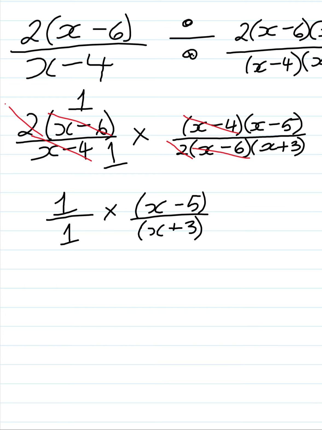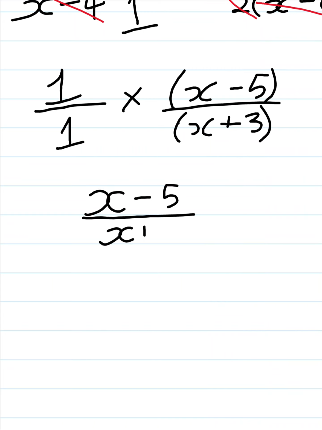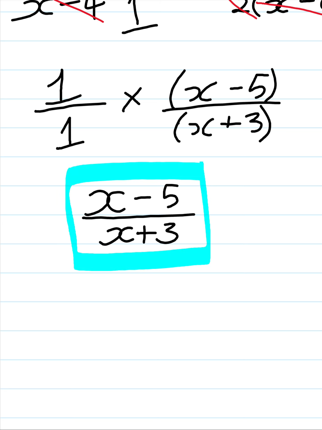Now anything times 1 is itself, and so lo and behold we have our final answer of x minus 5 divided by x plus 3. This is as simplified as it gets because nothing can be further cancelled out here. So we can put a nice little box around it to get our final answer.